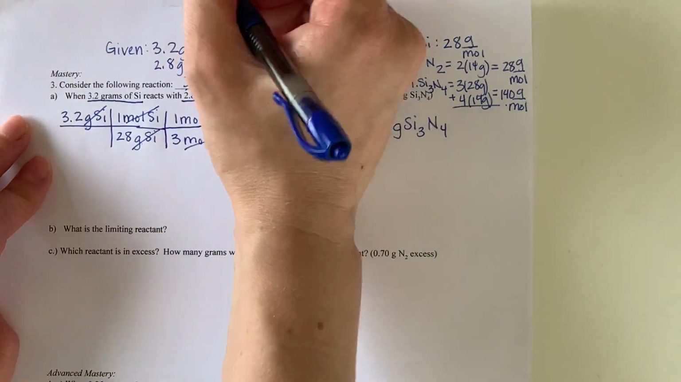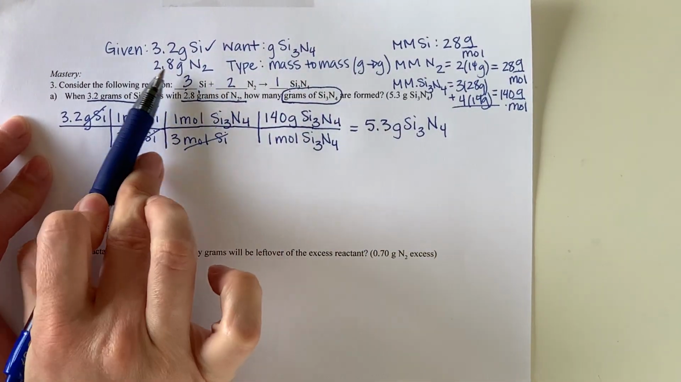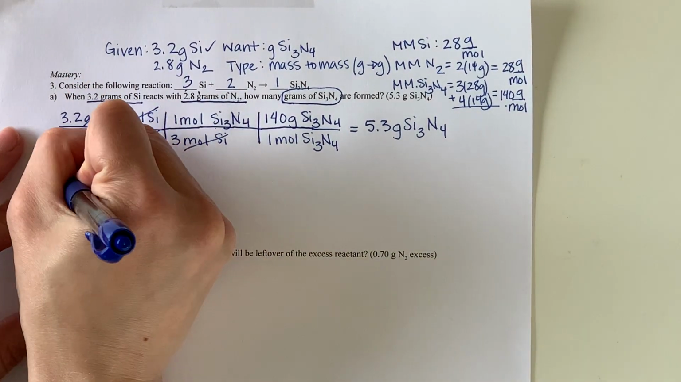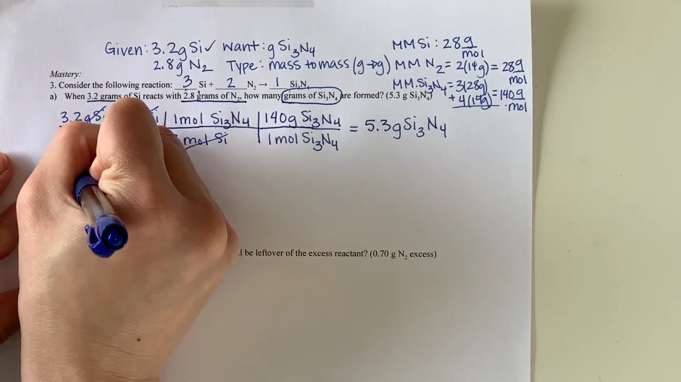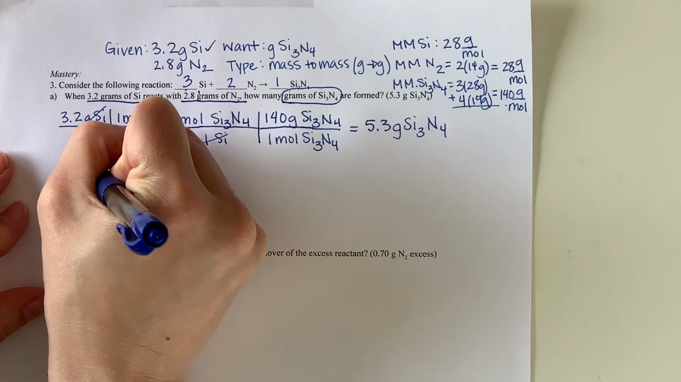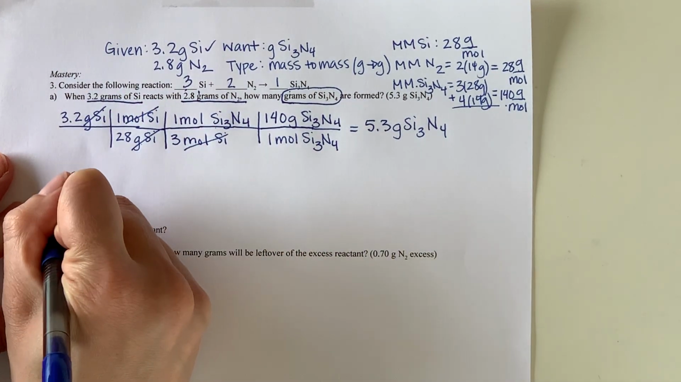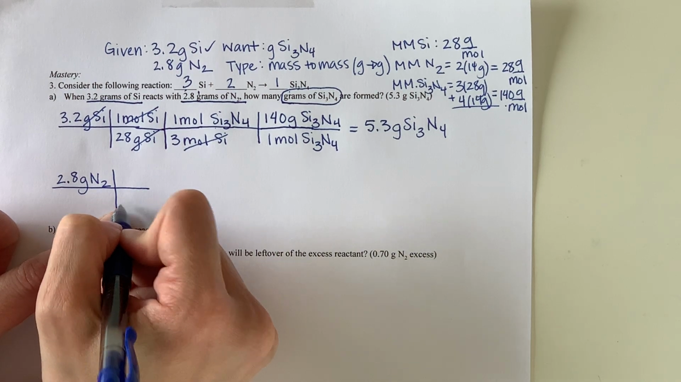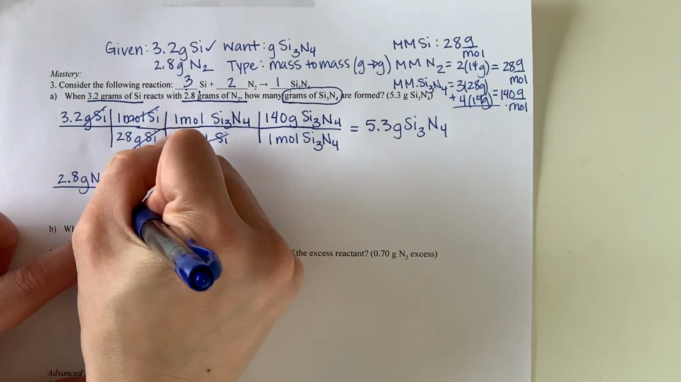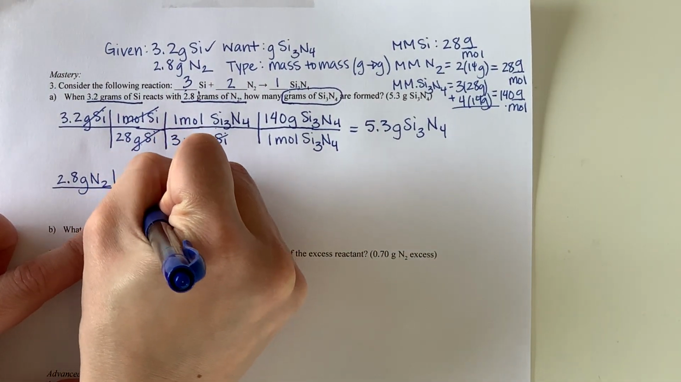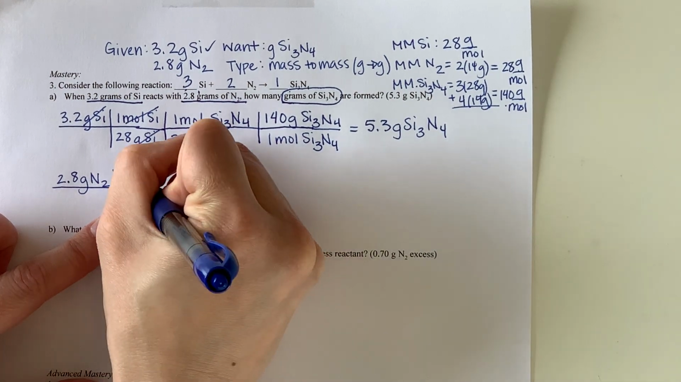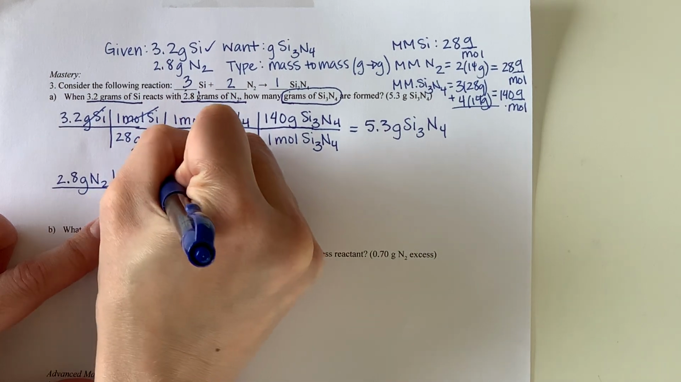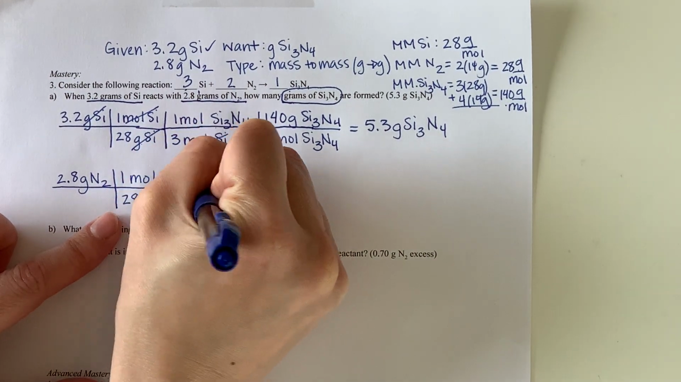So I did half the problem. I need to do this again, but now I'm going to do the same thing starting with nitrogen. So this time I'm going to start with 2.8 grams of nitrogen. Since I have grams on top, I'm going to take my molar mass on the bottom, which we found was 28. That's how many grams were in 1 mole of nitrogen.